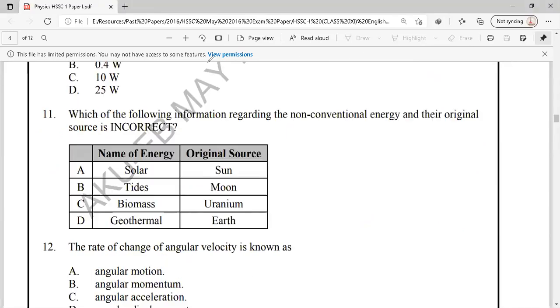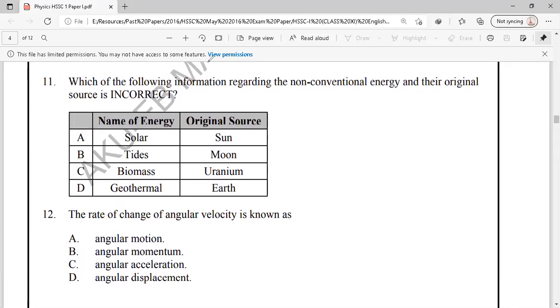Let's move to our question number 11 and 12. Which of the following information regarding the non-conventional energy and their original source is incorrect? Let's see one by one. Solar energy's original source is the sun. This is correct. Similarly, tidal energy is because of the gravitational attraction of the moon. Similarly, geothermal energy is from the earth. Biomass is the energy that is not from uranium, rather uranium is the source of nuclear energy. So the correct answer for question number 11 is option C.